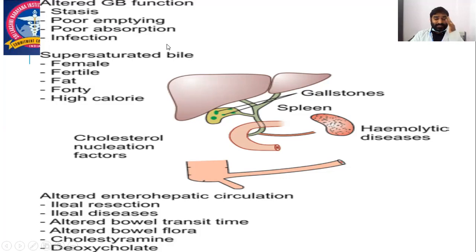Like I said, Ascariasis, E. coli, and Salmonella, and supersaturated bile, like a female. I said now, the five Fs: female, fertile, 40, and fat, everything, high calorie diet, and cholesterol nucleation factors. And here see hemolytic diseases like thalassemia, sickle cell anemia, hereditary spherocytosis, malaria, everything.